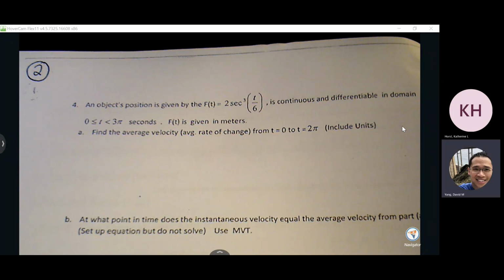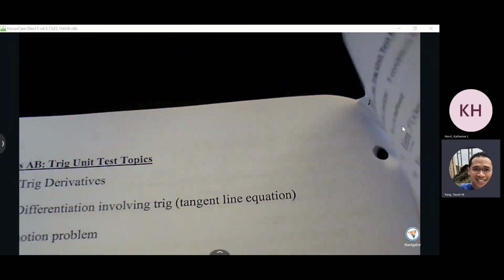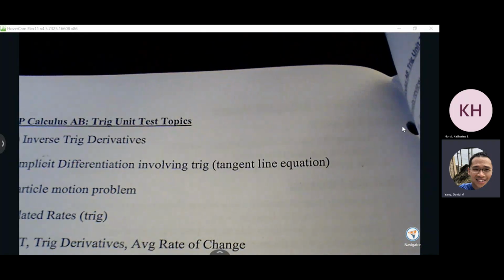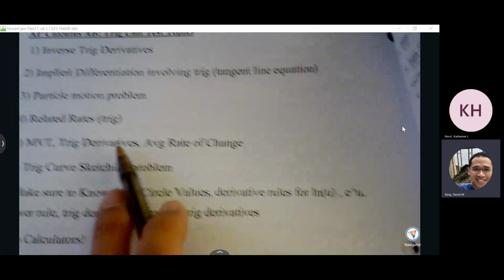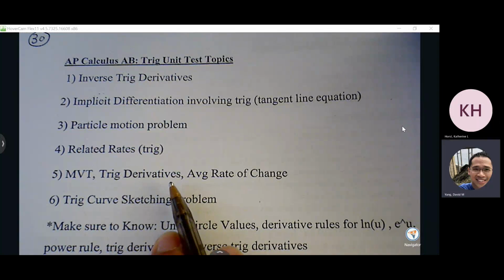Hey, so we've done this problem before, but I think it's good to go back and review. This is going to be a good representation of mean value theorem, trig derivatives, and average rate of change, a topic that we'll see on the test.